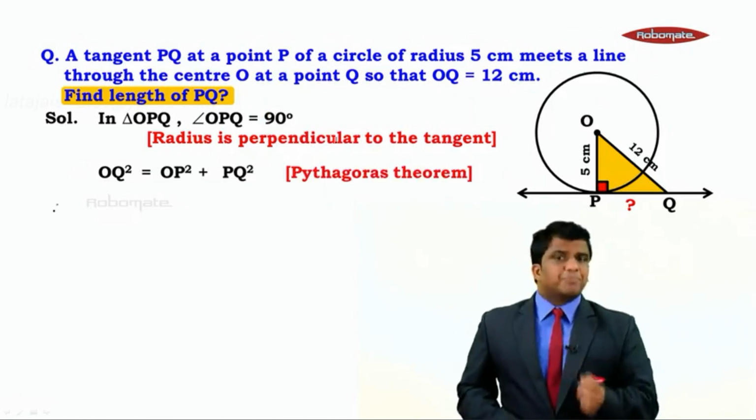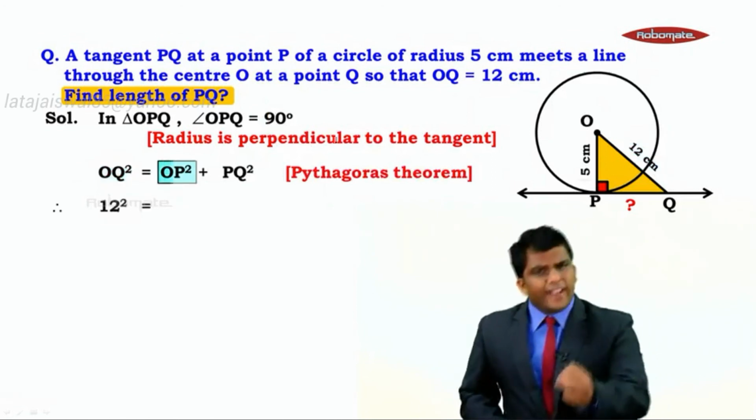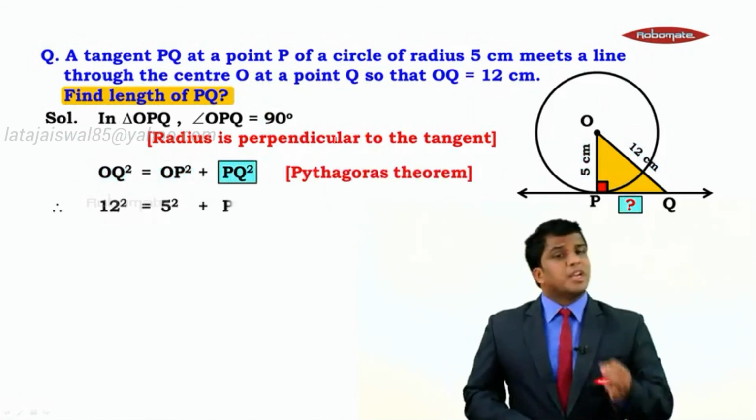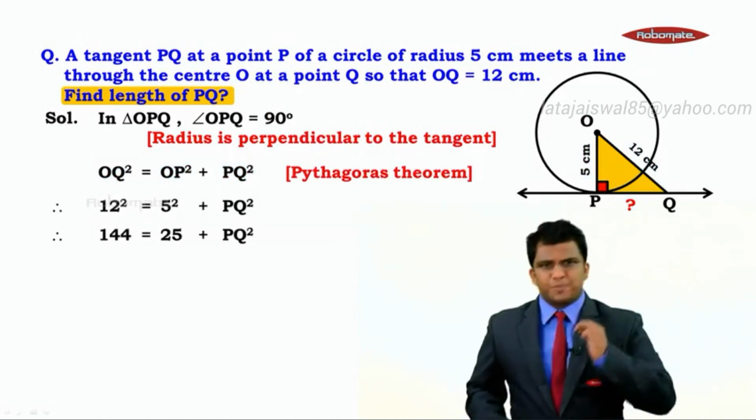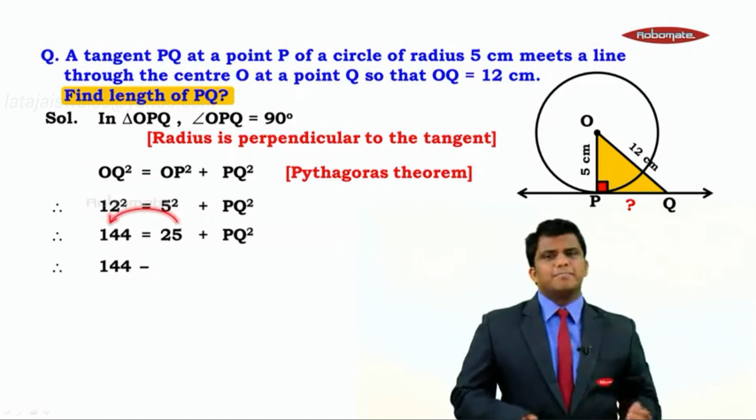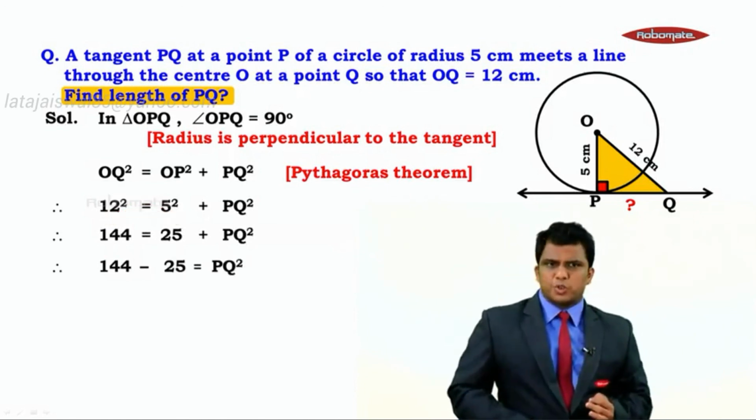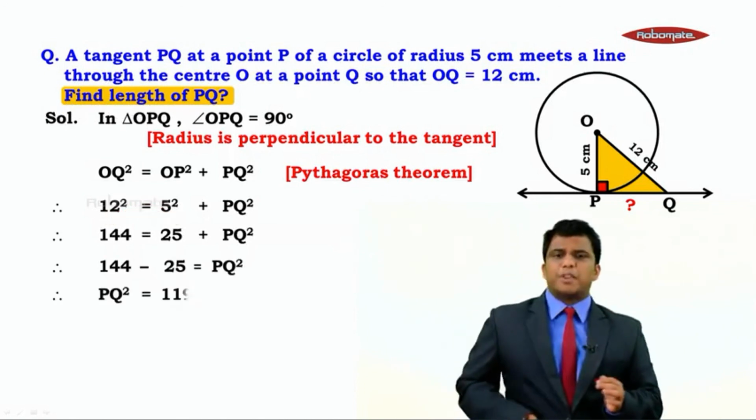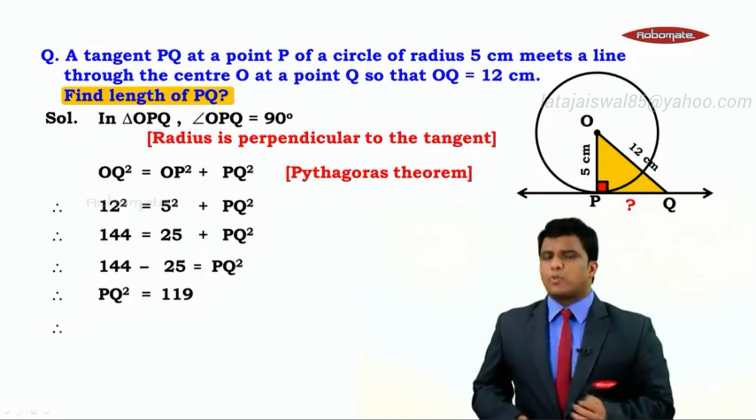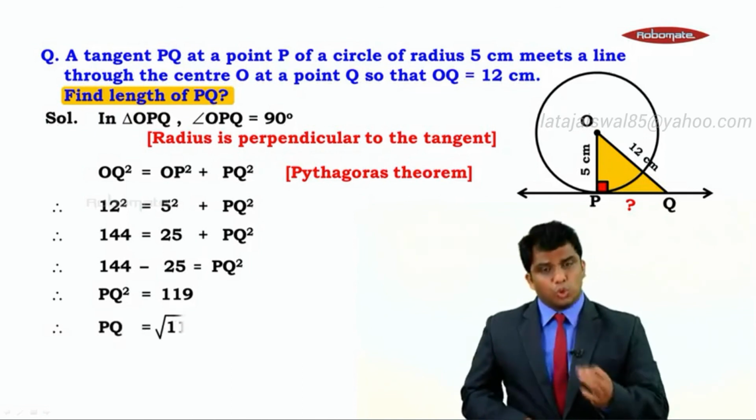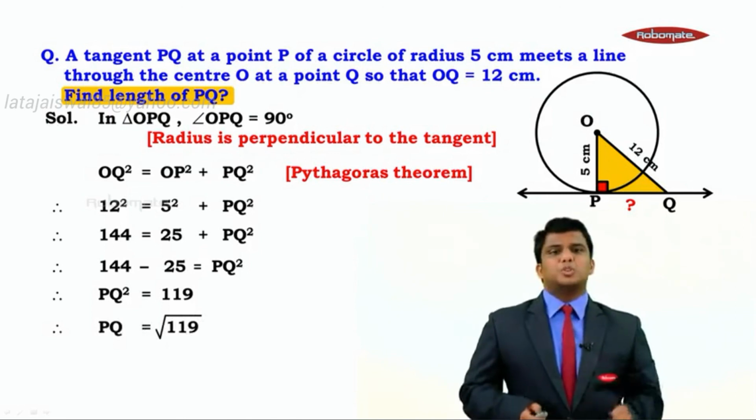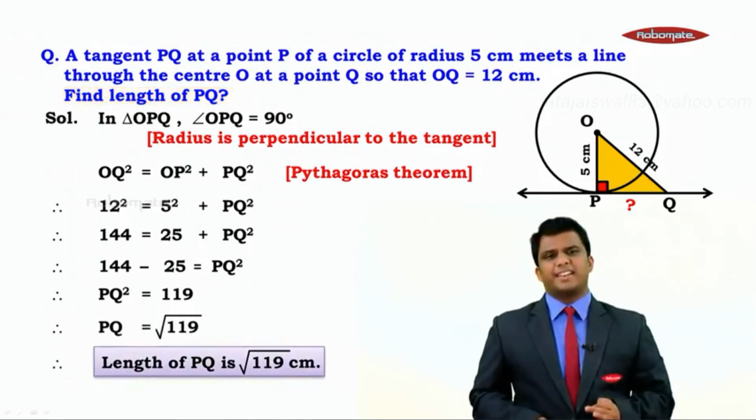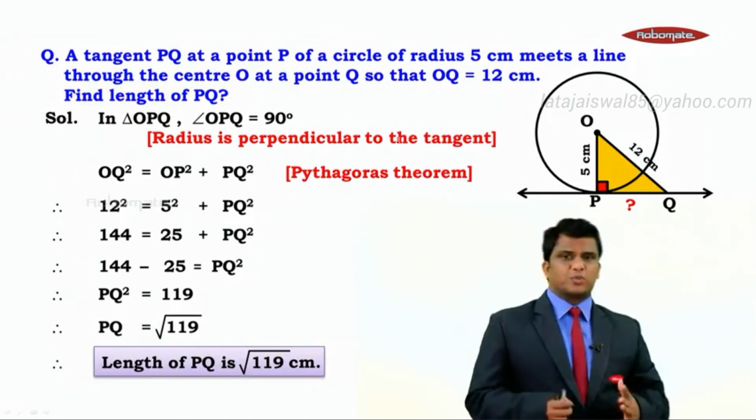Now, on substituting, 12 square is equal to 5 square plus PQ square. 12 square is 114. 5 square is 25 plus PQ square. So, 114 minus 25 gives you PQ square. Hence, PQ square should be 119. Now, when we take the square root, PQ becomes root of 119. It's not a perfect square. So, PQ should be root of 119 centimeter, and that's what we need for the sum.